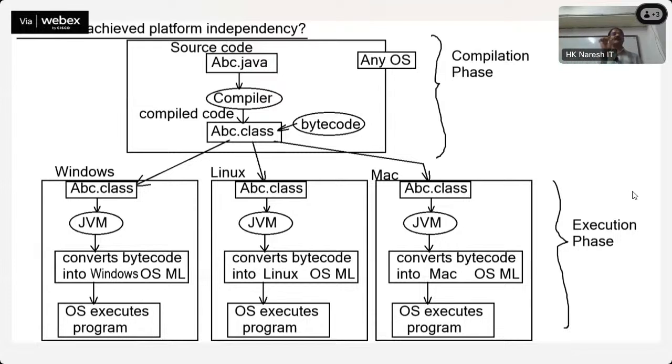Bytecode is the compiled code which is the intermediate language of all operating systems. Later, JVM converts the bytecode into machine language of different operating systems and executes. We have JVM for every operating system. Hence, the compiled code will execute in all operating systems. Is it clear? You want to write a short answer or an elaborated answer? Short answer? Write down. How Java achieved platform independency.